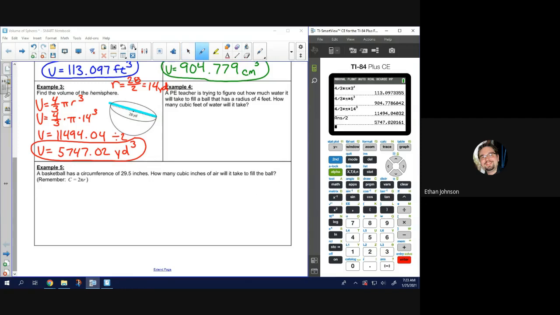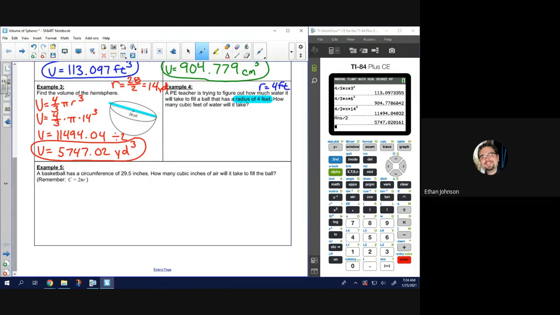Now I kind of throw a little bit of a curveball at you guys. A PE teacher is trying to figure out how much water it will take to fill a ball that has a radius of 4 feet. How many cubic feet of water will it take? Well, once again, the only measurement that I really need to find volume is my radius. And it says it has a radius of 4 feet. So my r equals 4 feet.